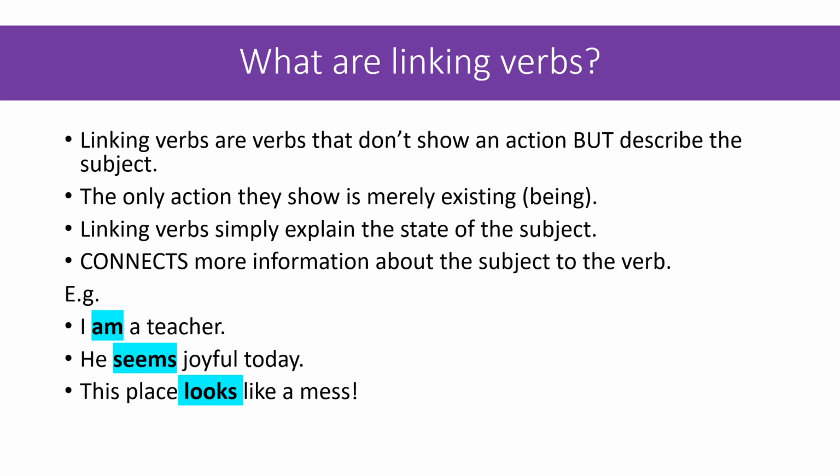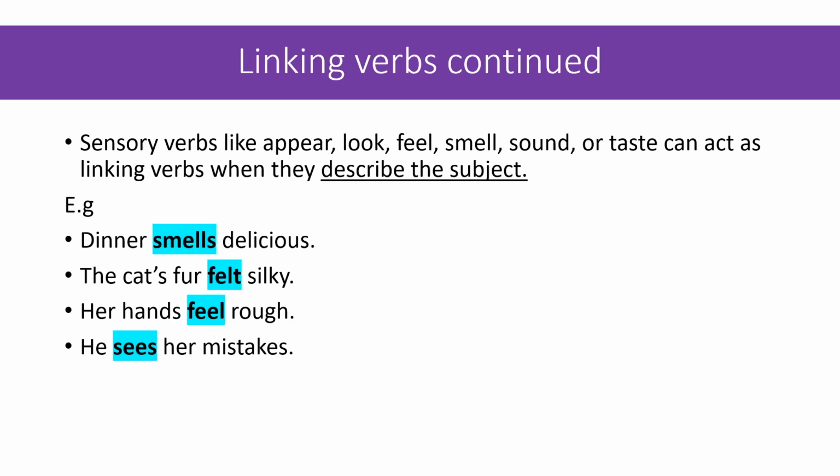So for example, I am a teacher. He seems joyful today. This place looks like a mess. Sensory verbs like appear, look, feel, smell, sound, or taste can act as linking verbs when they describe the subject. So for example, dinner smells delicious. The cat's fur felt silky. Her hands feel rough. He sees her mistake.